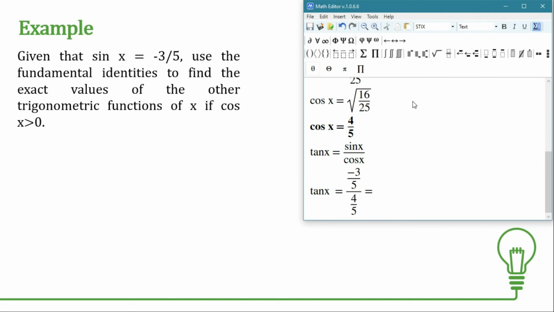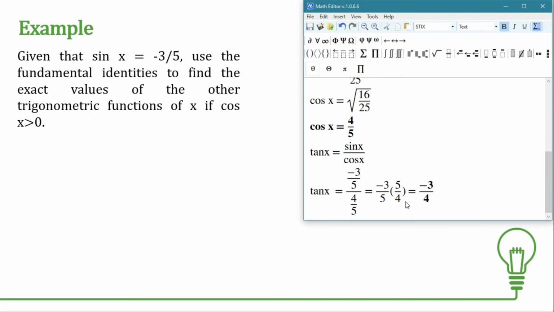And what we're going to do is just to simplify that. That makes negative 3 over 5 multiplied by the reciprocal of the denominator. That would be 5 over 4. Alright, that's 5 over 4. And that will yield to what? So, makakancel si 5. That will make our tangent function equivalent to negative 3 over 4. So, ito po yung magiging function value ng ating tangent function. Alright, that's negative 3 over 4.